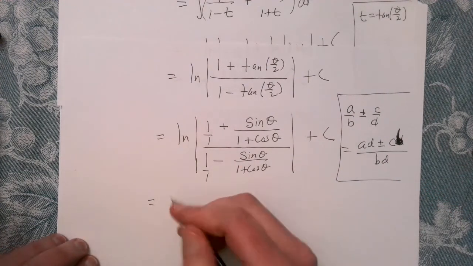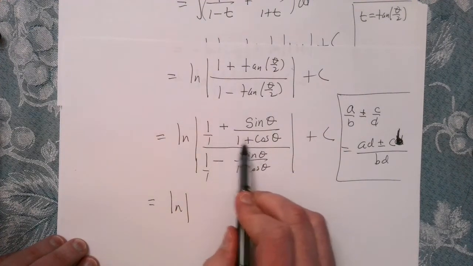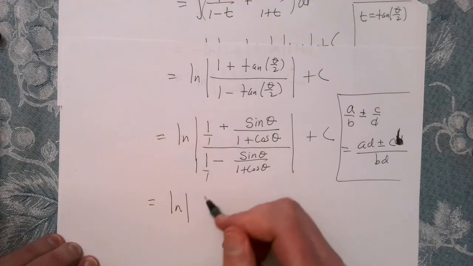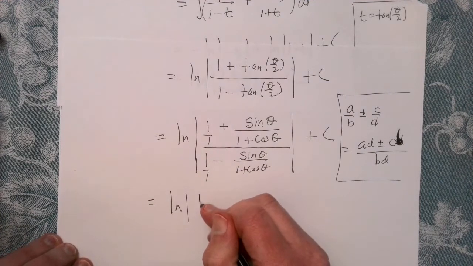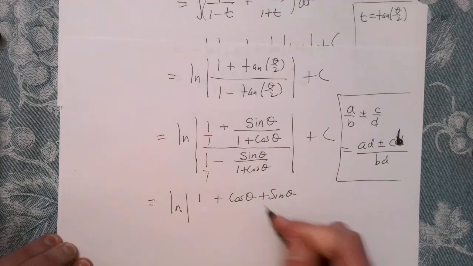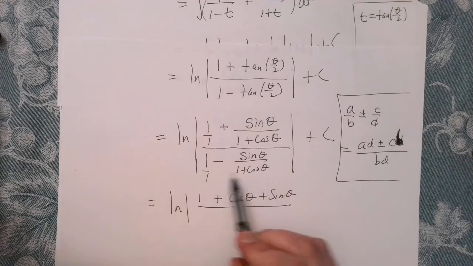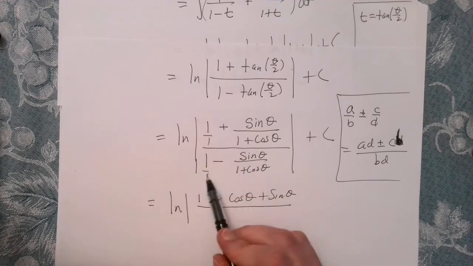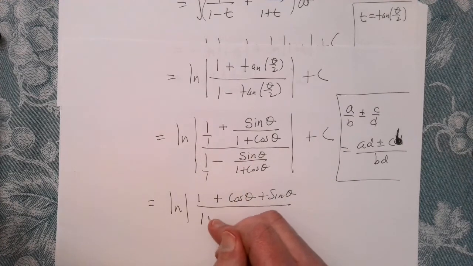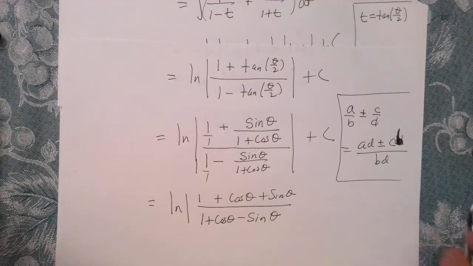Okay, so if I do that here, let's see what we get here. So this product is 1 plus cosine of theta plus this product is sine of theta. So that's going to give me 1 plus cosine of theta plus sine of theta. And then downstairs more of the same, right? So to subtract, it's product minus product over product. So that's 1 plus the cosine of theta minus the sine of theta.